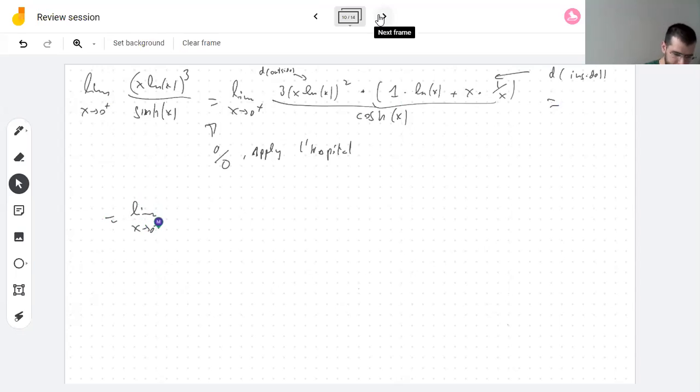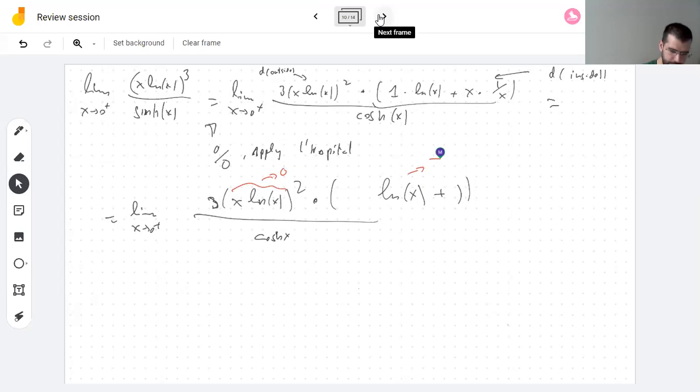If I simplify this, I have 3 times x log x squared times log x plus 1. Oh, this is great. So what do I get? So this is approaching zero. This is approaching negative infinity, but this is approaching one. So I only need to, so this looks a lot nicer now. I can write it like this.